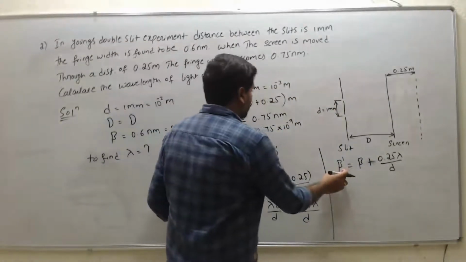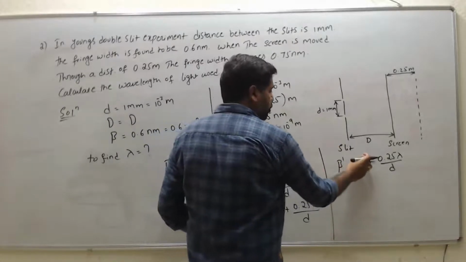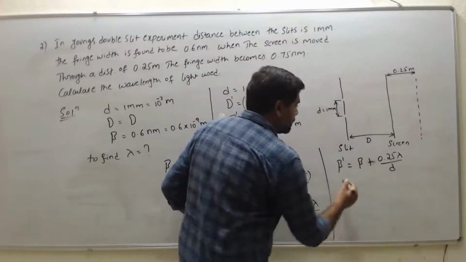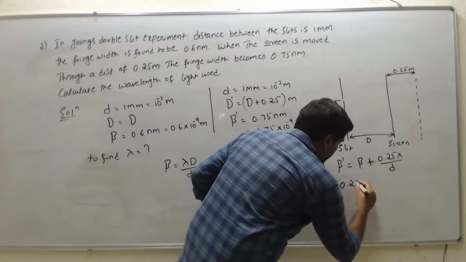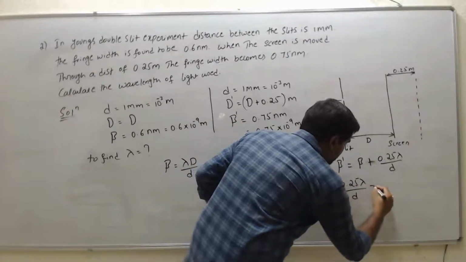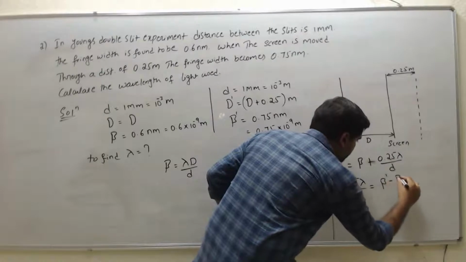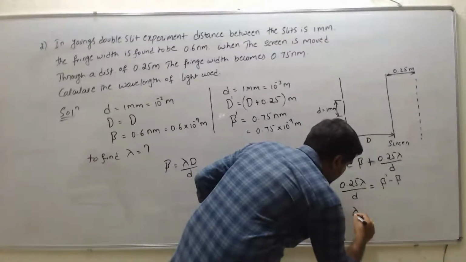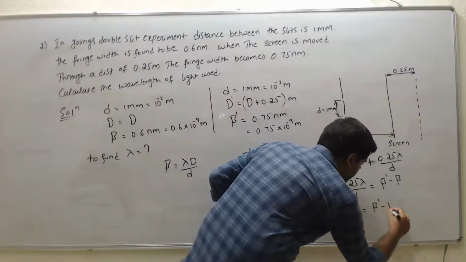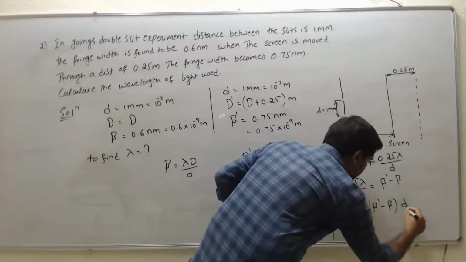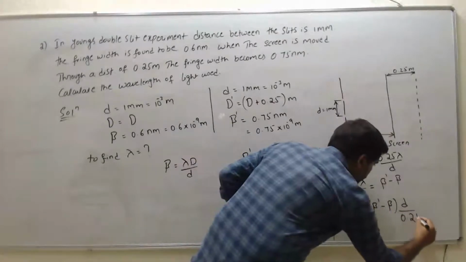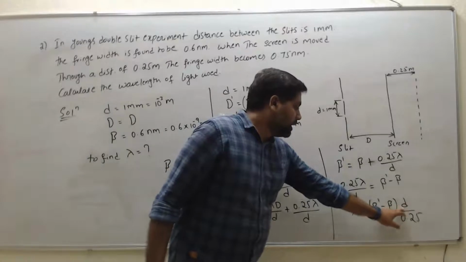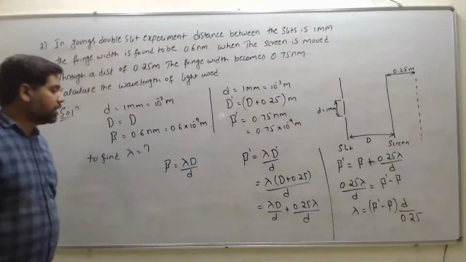So now we know the beta dash value and the beta value. If we shift it to the LHS, then 0.25 lambda divided by d equals beta dash minus beta, right? So we need lambda, then lambda equals beta dash minus beta into d divided by 0.25. Now substituting the values of beta dash, beta and d, we get the wavelength lambda, right?